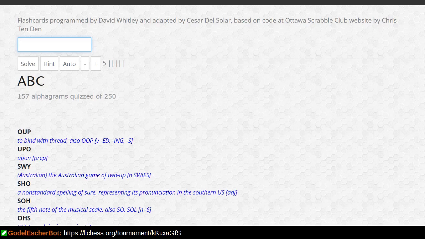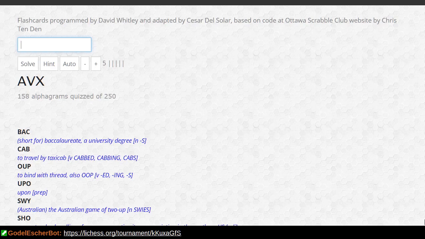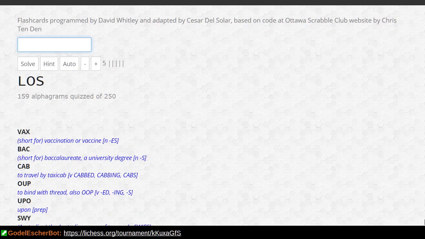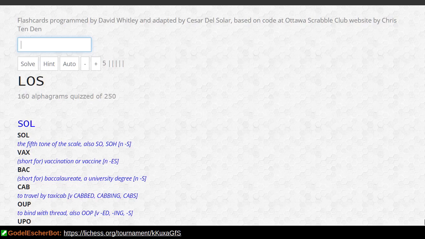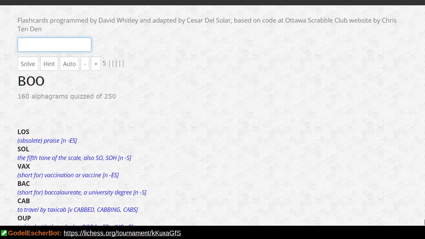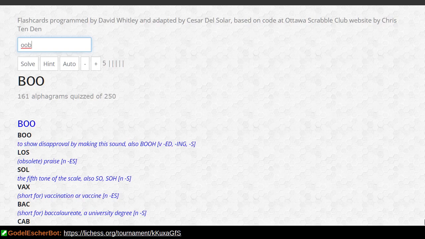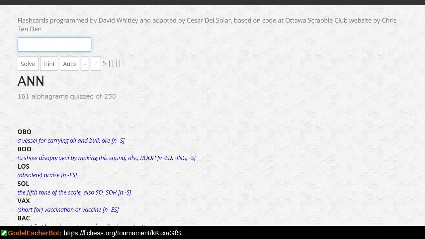Cab, we all know. Back for bacteria? No, baccalaureate. My mistake. Vax to vaccination. Sol, solfege. Lows to praise. Boo. Isn't it boo? Oboe. A vessel for carrying oil and bulk ore. I've not had one of those before.